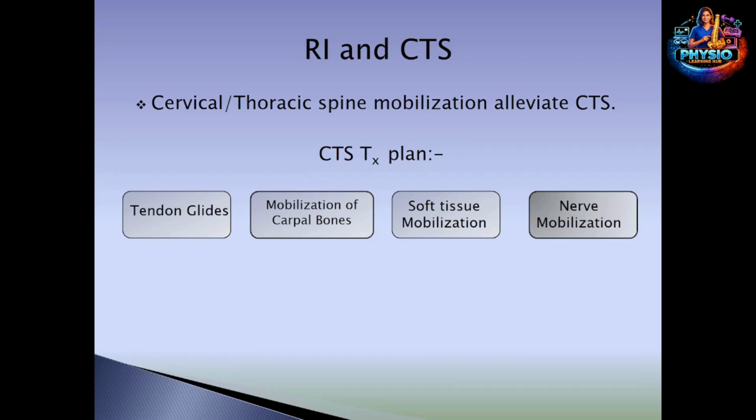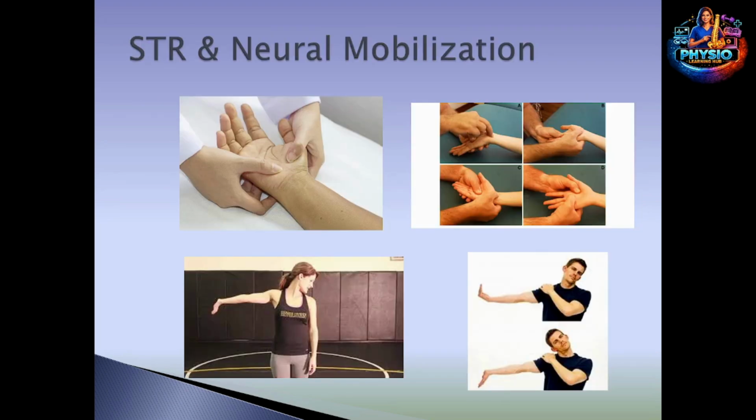Regional interdependence and carpal tunnel syndrome: cervical and thoracic spine mobilization alleviate carpal tunnel syndrome. Treatment plan: tendon glides, mobilization of carpal bones, soft tissue mobilization and nerve mobilization. Carpal tunnel syndrome treatment plan. Treatment may include cervical retraction exercises, median nerve flossing, that is a neural mobilization, trapezius strengthening, tendon glides, carpal mobilization, and soft tissue release.